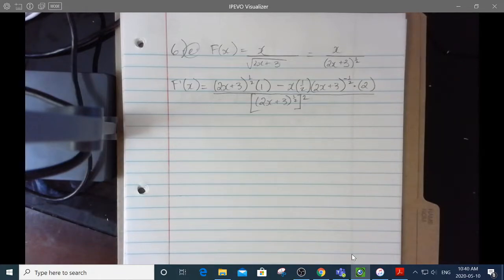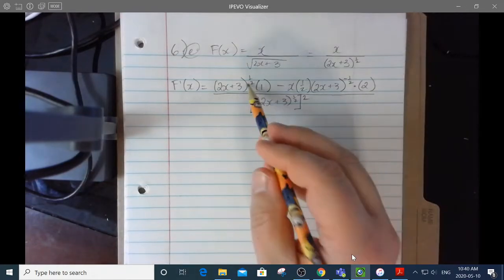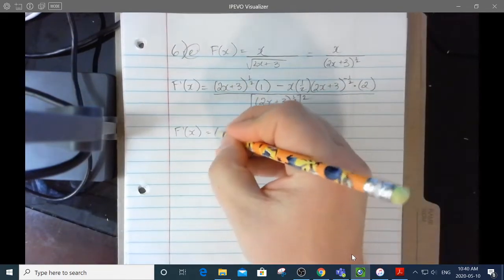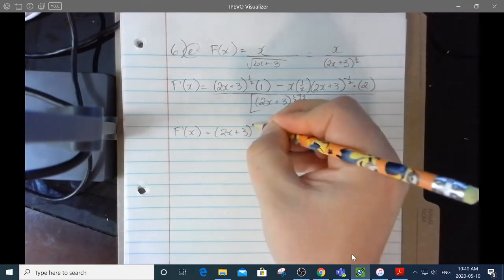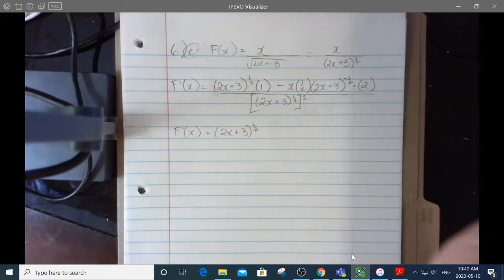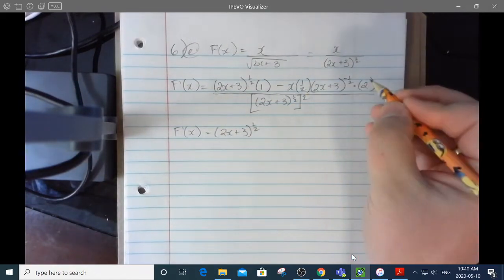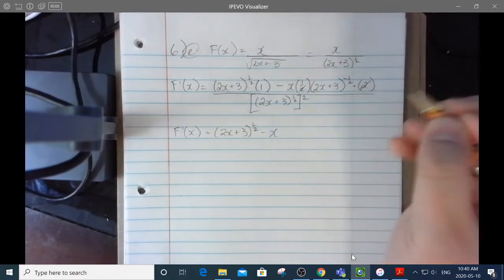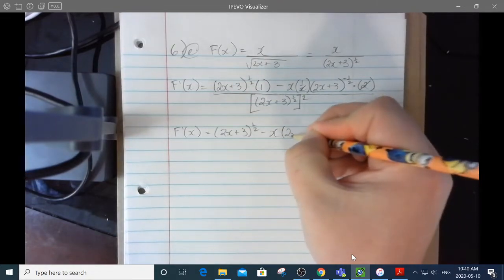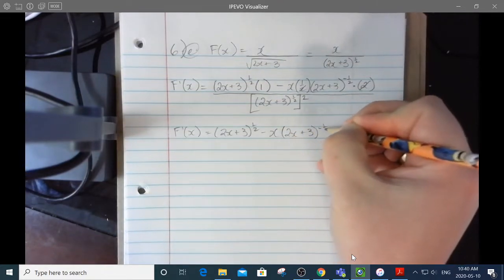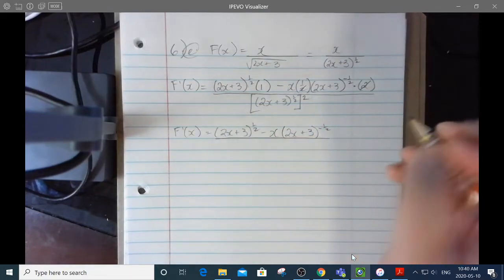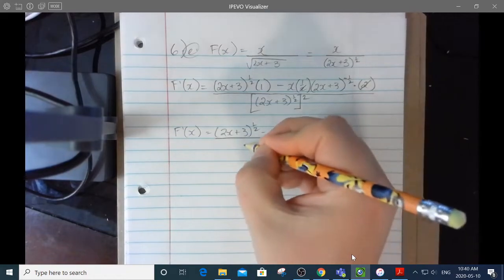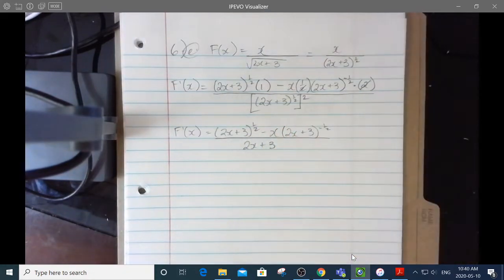That's fairly straightforward. This 1 doesn't mean anything, so simplifying this a bit, I get 2x plus 3 to the 1/2. And this I can tidy up. I have a half times a 2, so those 2's can cancel. So I have minus x times 2x plus 3 to the negative 1/2 all over, and this is kind of nice. When you take the power of a power, of course, you multiply the exponents. So this ends up just being 2x plus 3.